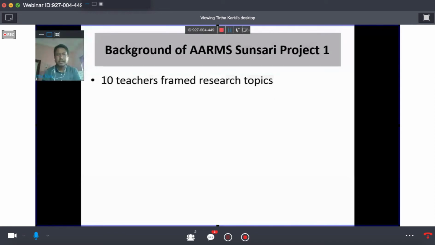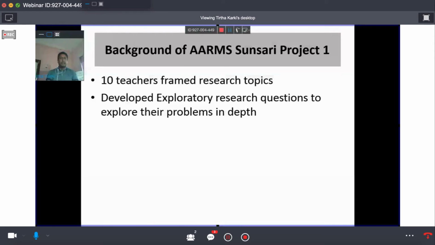The teachers were from different schools of Sunsari district, and they were selected in terms of their enthusiasm to resolve the classroom problems or the puzzles they experienced in their classroom. Mostly, they were enthusiastic and motivated to participate in this project, thinking that they could explore some effective instruments or effective strategies to resolve their classroom problems they had been facing for several years. In the project, all 10 mentees developed exploratory research questions to explore their problems in depth.